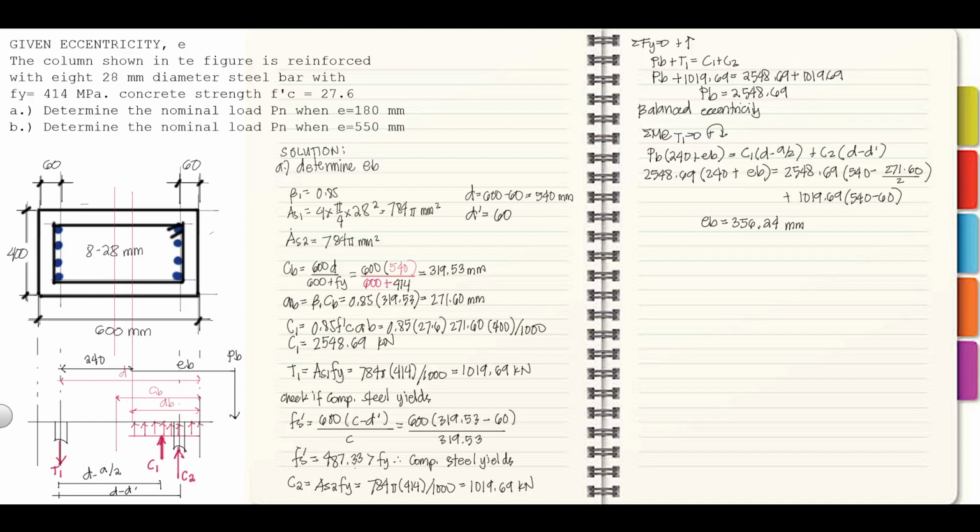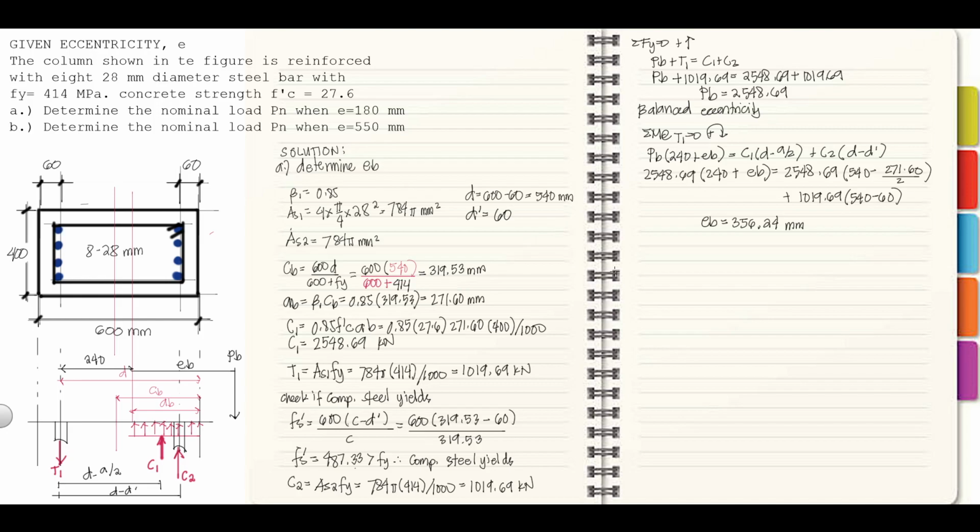Alright, good day class. So for today's topic, we're going to continue our lesson on eccentric loading of columns. So, yung nakaraan, if you remember, I discussed how you're going to get the balance loading and balance eccentricity.